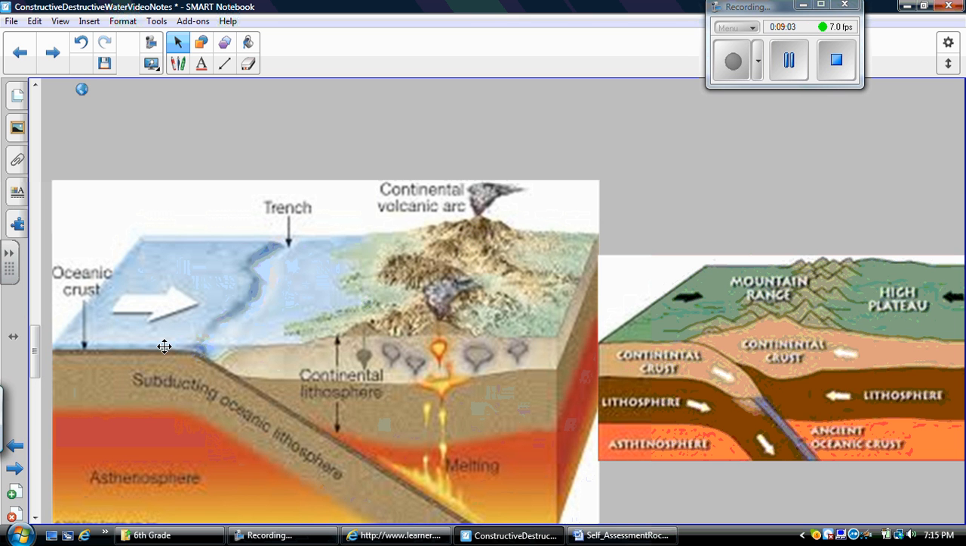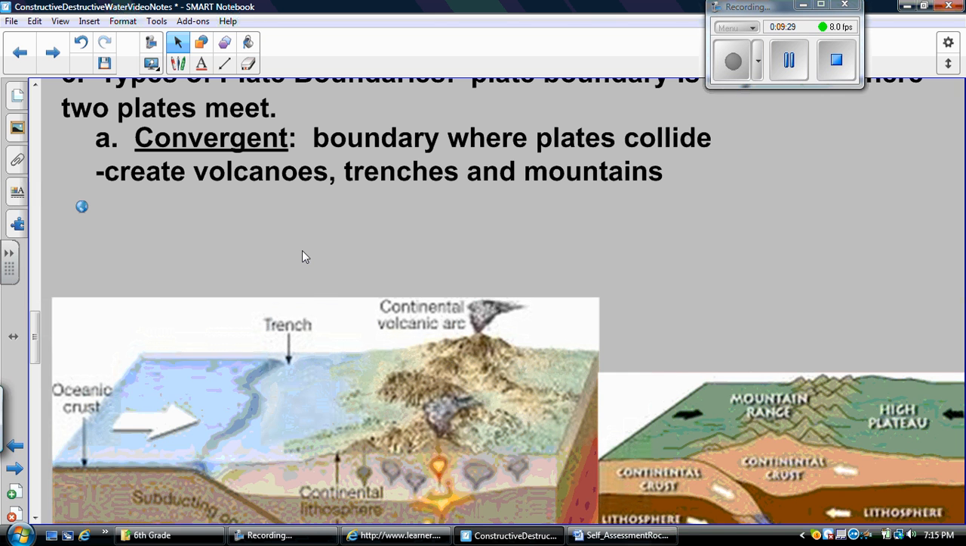Another thing that forms is a trench, where the oceanic plate subducts underneath the continental plate. That forms the trench. The largest trench that we have on Earth is the Mariana Trench, which is between the Pacific plate and the Eurasian plate over near Japan. Now, when two continental plates meet, they form mountain ranges. So those are the 3 things that can form when convergent boundaries meet: volcanoes, trenches, and mountains. So let's take a look at what that looks like.